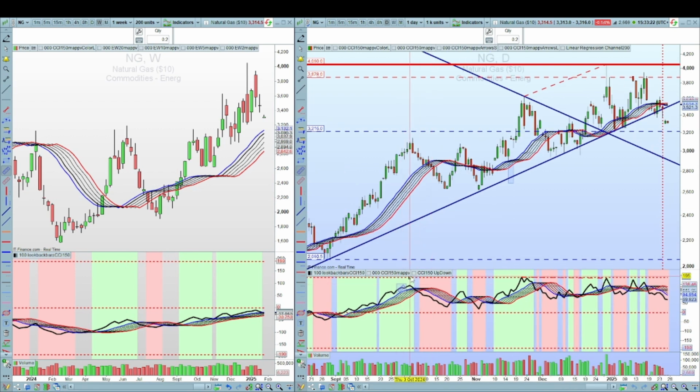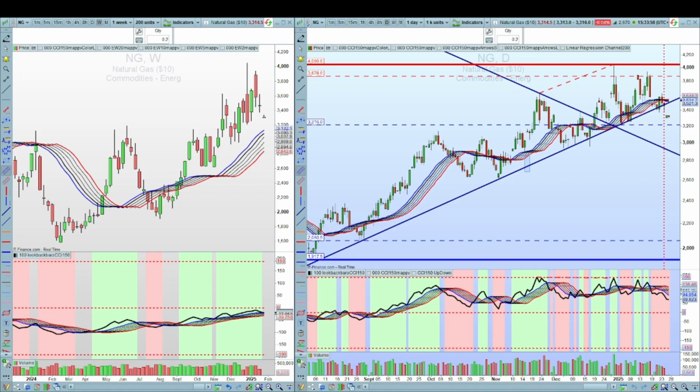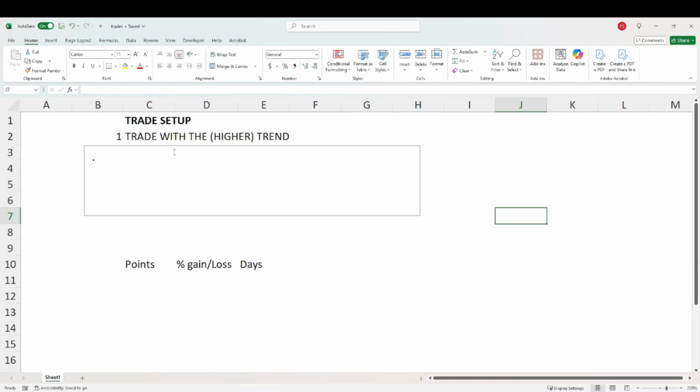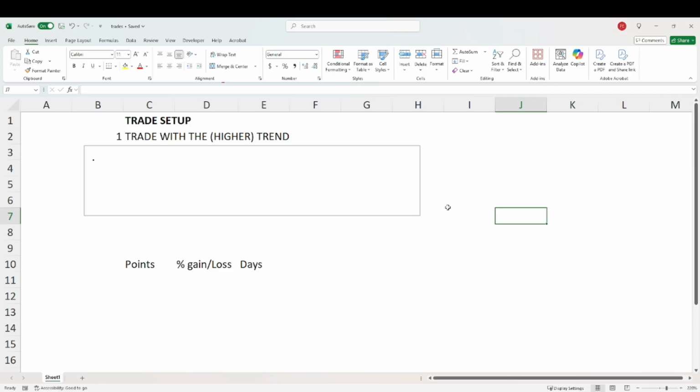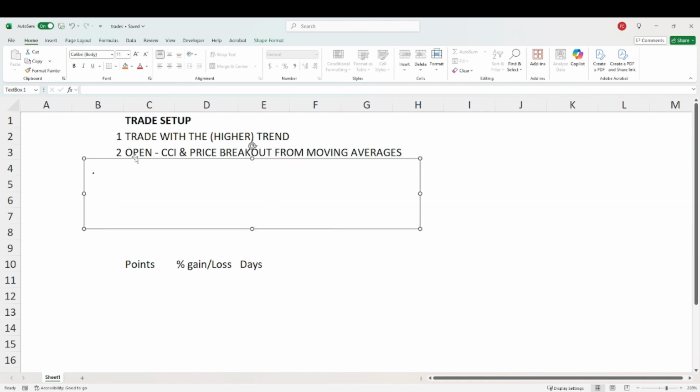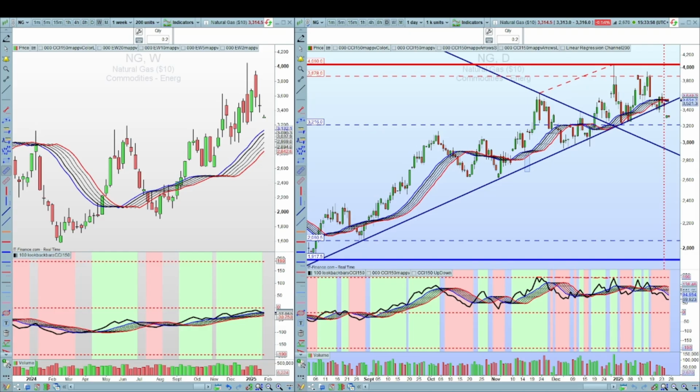The way you do it is, first step, you make sure again you're trading in the direction of the higher time frame. So we're going long. Assuming we're back here, we're going long, so we only take long trades. Next step, going back to our rules in a trade setup, you open the trade when the CCI and the price show a breakout from the moving averages. What that means, as we alluded to, the CCI broke above the moving averages on that one there, and on that candle there, it's also above the moving averages.